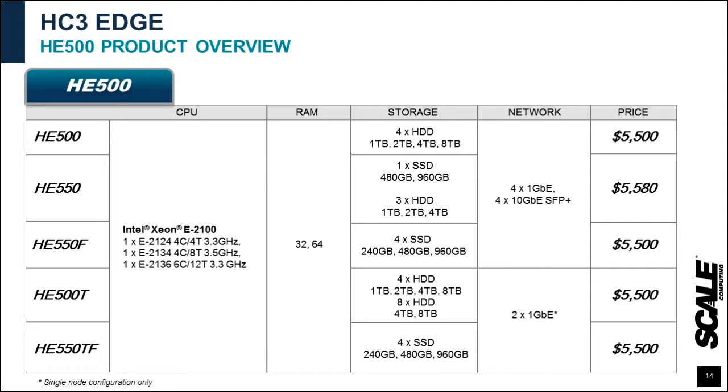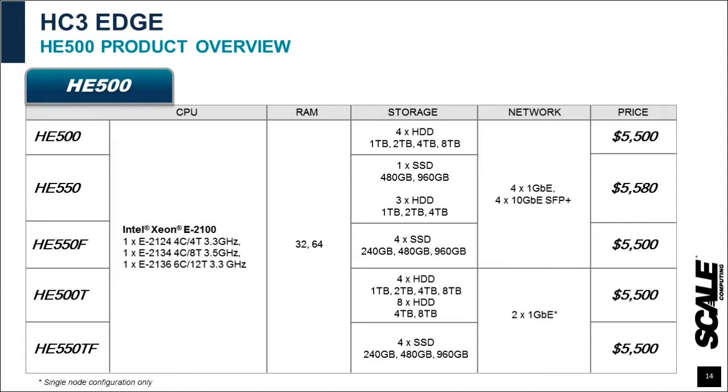And then the HE500, 550, and 550F are all rack mount servers. Those are 1U servers. They all have the same CPU capabilities, and those will probably end up evolving along with Intel's capabilities, and then the amount of RAM allowed within those processors being 32 or 64 gigs. Each of them has a different storage capability. The 500 is all spinning. The 550 is a hybrid node. And the 550F is an all flash.